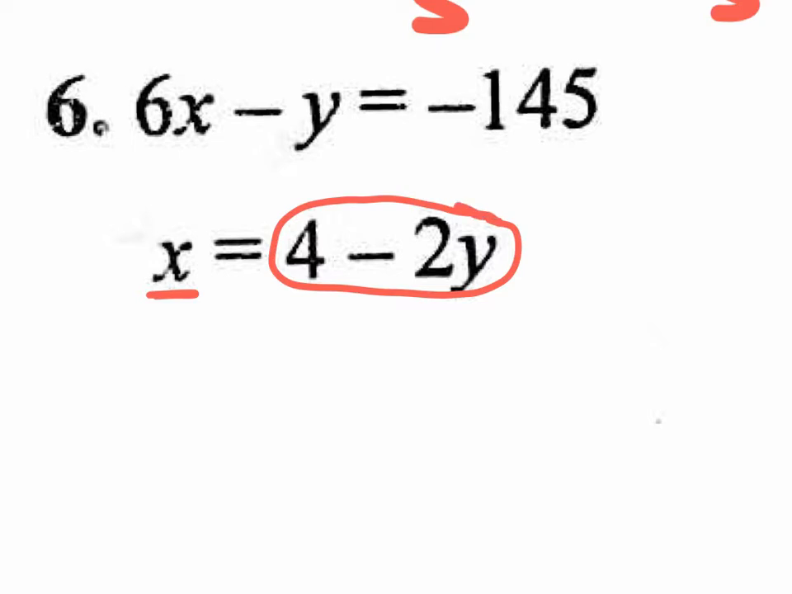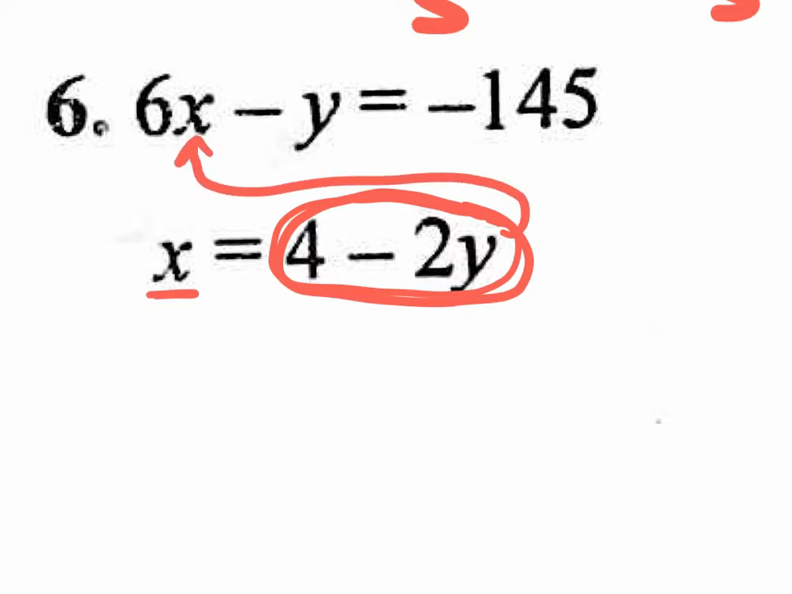So if it does have a variable by itself, it's ready for substitution. All you have to do is take the variable expression, plug it into the other equation into the x. Now, why am I plugging into x? Because it says x equals. If it would say y equals, then I would plug it into y. But it says x equals, so I plug it into x.